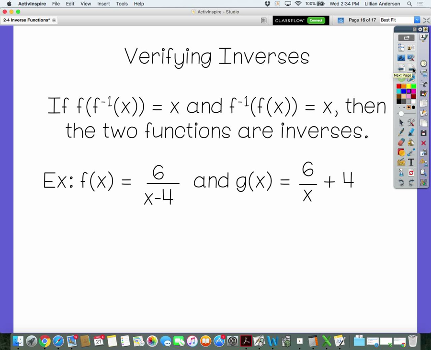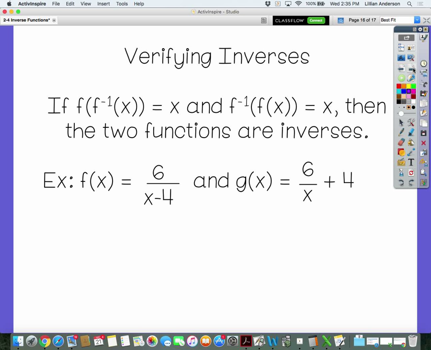Because maybe you won't be asked to find the inverse. Maybe you'll be given 2 functions and you'll be asked to determine whether or not they are inverses of each other. And so the way that you do that is what you see up there. What does that notation mean when you have f and then f to the negative 1 of x on the inside? What does that mean?